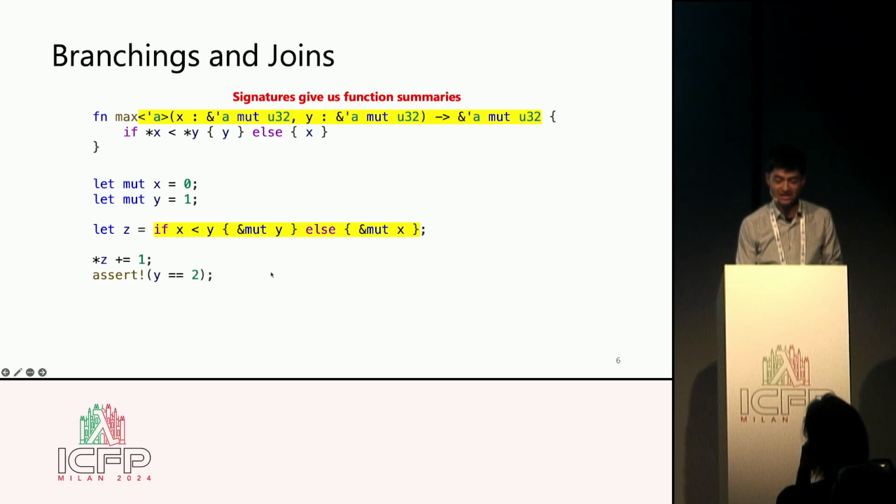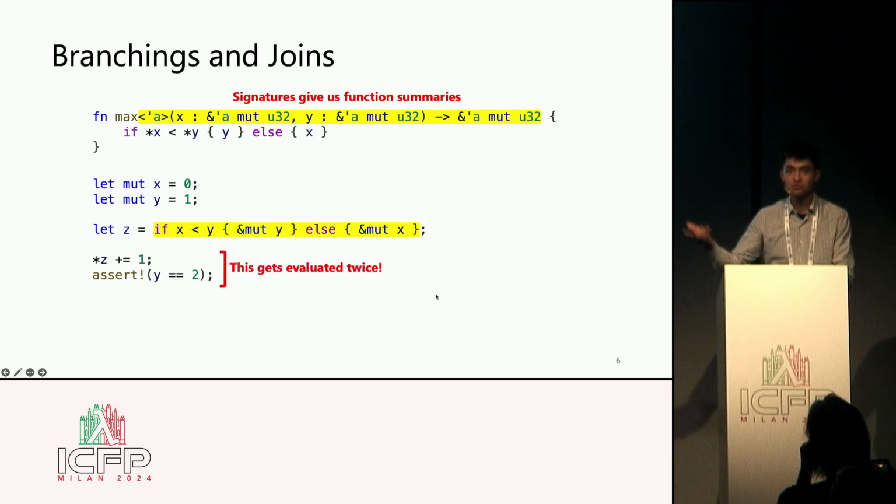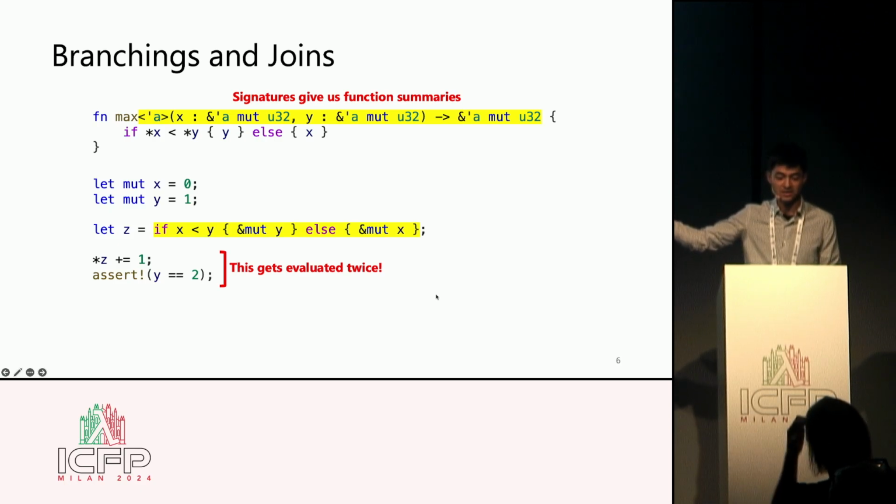So I've got this if then else. And we would like to approximate what happens here. In the previous version of the symbolic execution, what happened is that we had to split the control flow. So we evaluated the then branch, then the continuation here, and we also evaluated the else branch, and again the continuation. So we had to evaluate the end of the function twice.